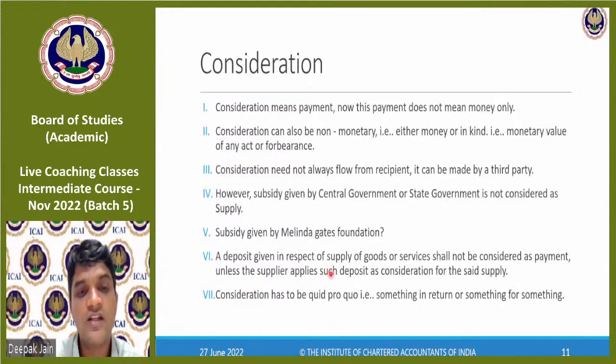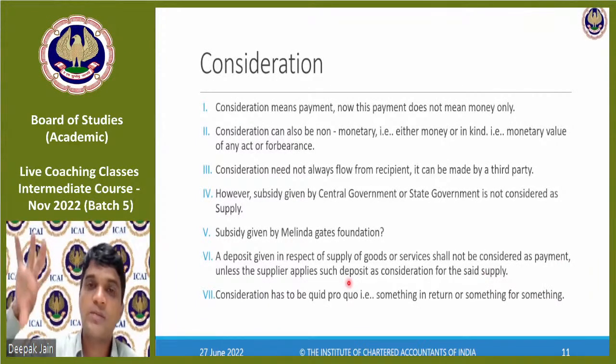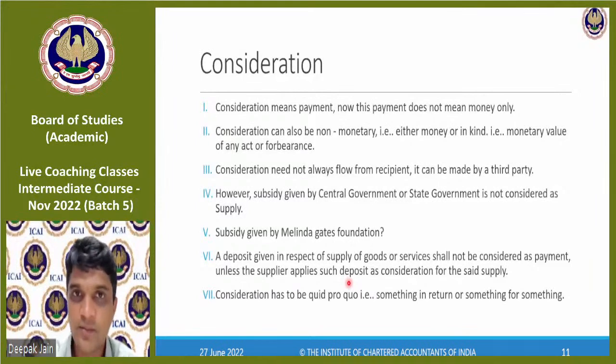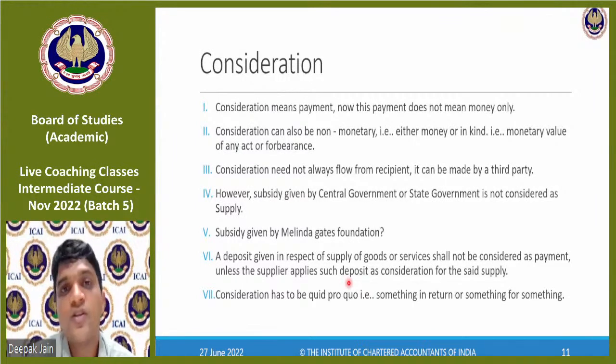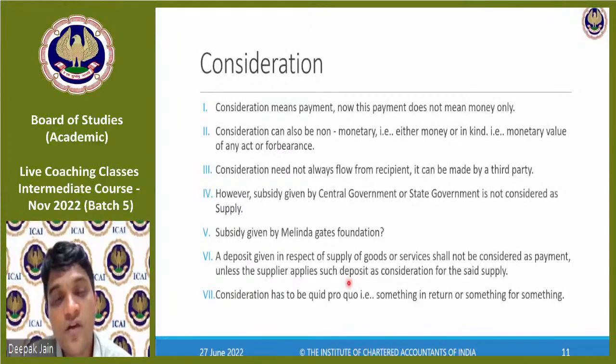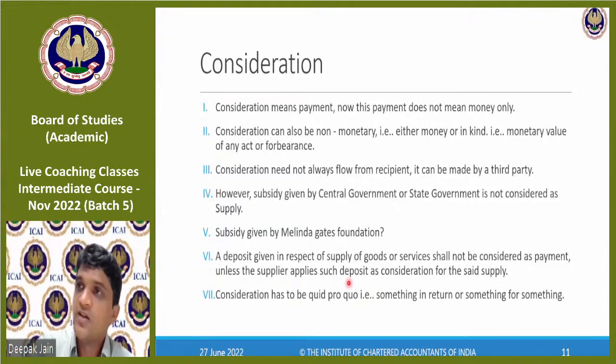A deposit given in respect of supply of goods or services shall not be considered as a payment unless the supplier applies such deposit as consideration. Now I give a deposit. What is deposit? Deposit is that I give you some security, wherein after a contract gets over, you have to return it back to me. So is that deposit considered as a consideration? No, because I'm not using the deposit, it's like a fixed deposit with me. So deposit is not a consideration unless the supplier uses the deposit to offset against the sales he has made. If he offsets that, to that extent it is a consideration. If he's not using it, then it's still a deposit, not a consideration.